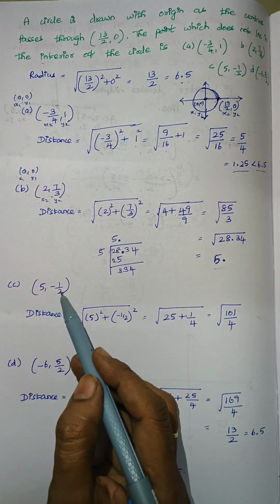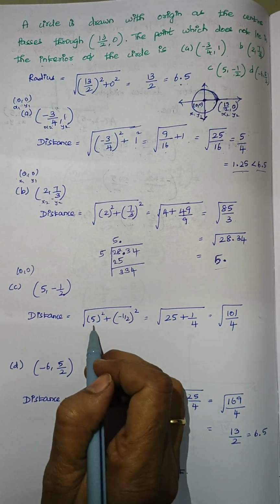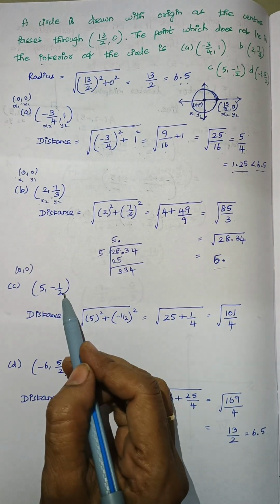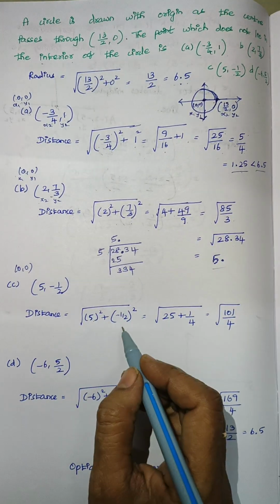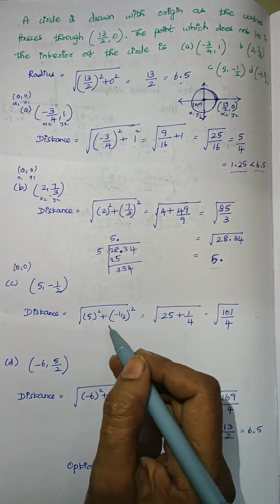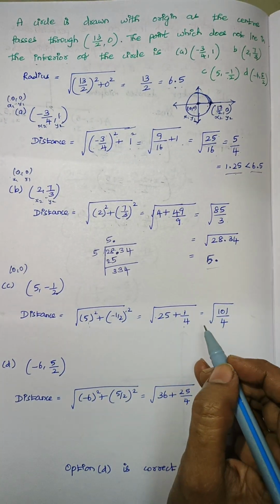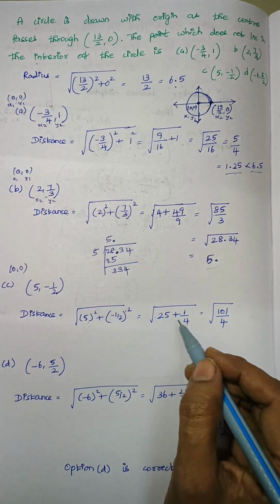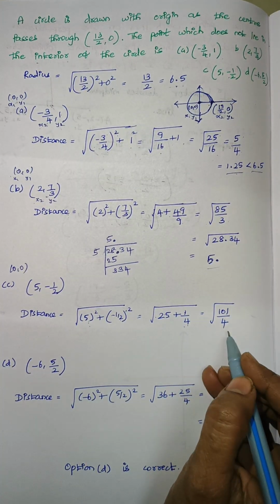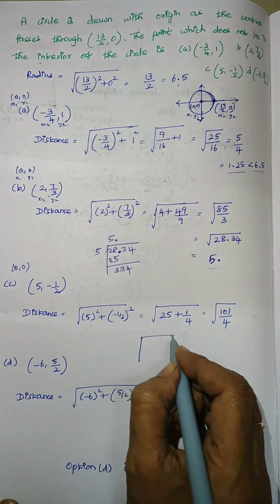The next is 5 comma minus 1 by 2. Again the same thing: 5 minus 0 the whole square, which is 5 square, and minus 1 by 2 minus 0 the whole square, which is minus 1 by 2 square. So 5 square is 25, and 1 by 2 square is 1 by 4. When you find the value, it is 25 into 4, which is 100, 100 plus 1, 101 by 4.